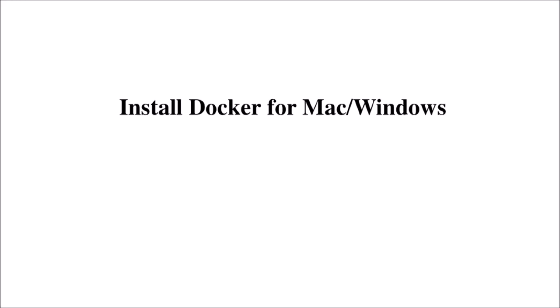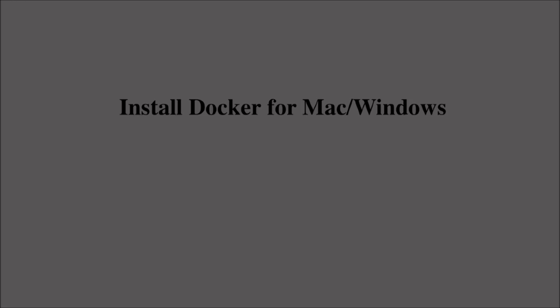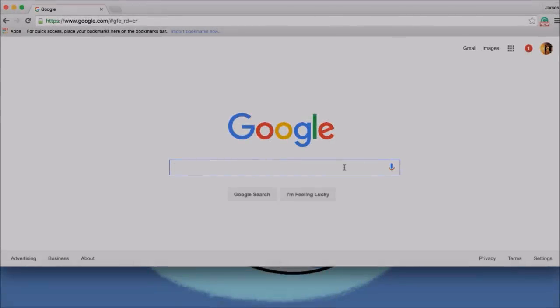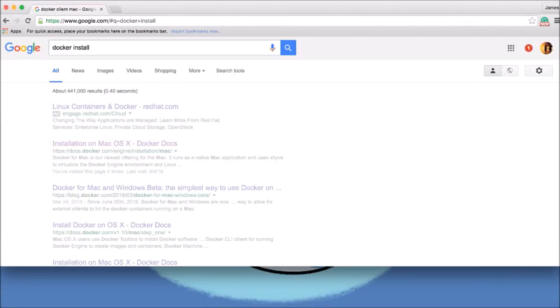Let's get started on installing Docker on our local machine. This lecture applies to you if you're using Linux, or you are using a Mac and your Mac version is OS X 10.10.3 or newer, or you're using Windows and your Windows version is Windows 10 or newer. Otherwise, you can skip this lecture and follow the instructions of the next lecture to install Docker Toolbox on your local machine. Here we Google Docker install.